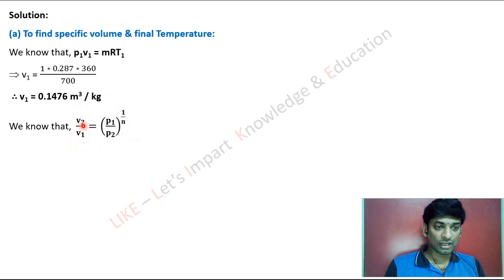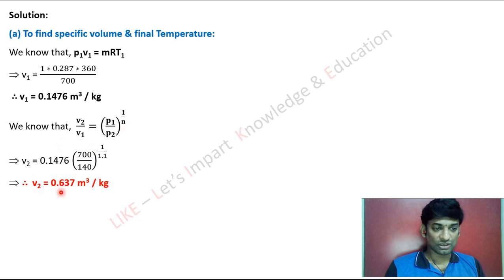Now we are going to calculate V2. V1 is a known value, we have just calculated it. P1, P2 are given in the problem, and n is also given in the problem. Substitute all the values, and you will get V2 is equal to 0.637 meter cube per kilogram.